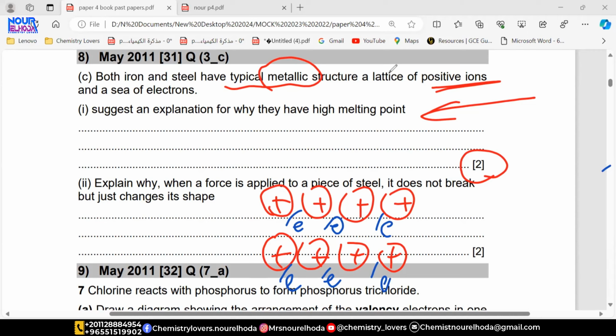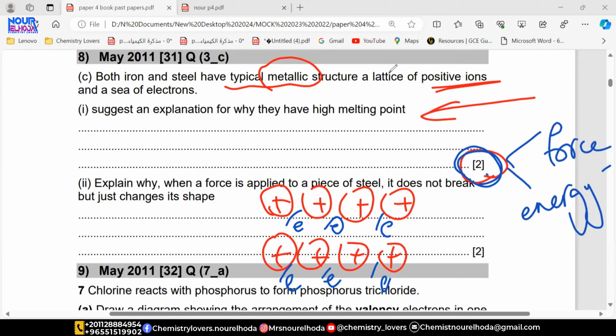Type next, when a force is applied to a piece of steel... this we didn't take yet, but first take care. Why 2 marks? Because as I told you, in any question, when he asks you about melting or boiling point, you need to talk about 2 points: the force and the energy. Whatever the question is, I only want force or energy.